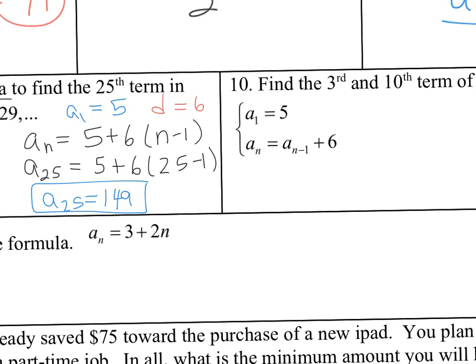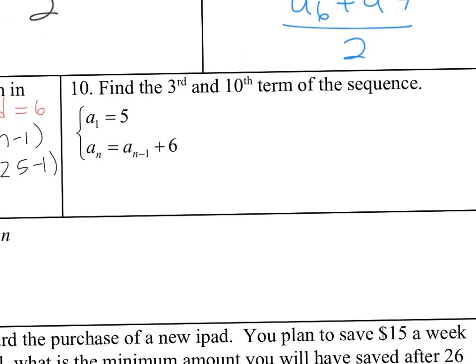Number 10, find the 3rd and the 10th term of the sequence. So this is a recursive formula. So the first term is 5, and then we're taking the previous term and we're adding 6. Because remember, a sub n minus 1 means previous term. So if I find the second term, I'm just going to show you how to use this formula here. It's a sub 2 minus 1, which is a sub 1 plus 6. So this is a sub 1, and you're adding 6, so that's 11.